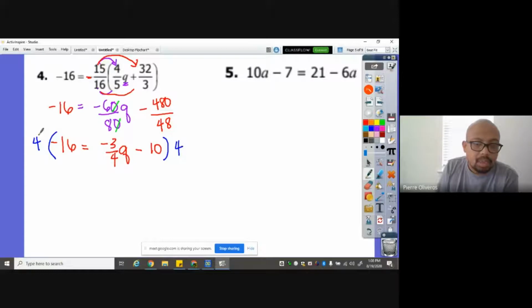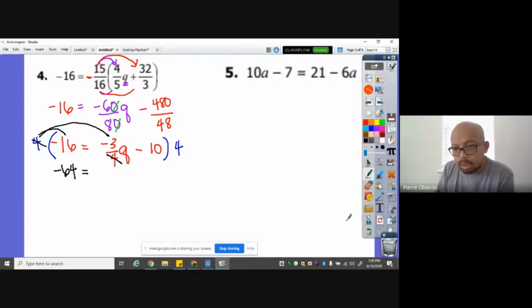Let's prove it. 4 times negative 16 will give you negative 64. And 4 times that, this will cancel. The reason why it will cancel is because, imagine, 4 times negative 3 is negative 12. Negative 12 divided by 4 is negative 3. So it is a shortcut basically. This cancels out. And then the 4 will be distributed here, negative 40.